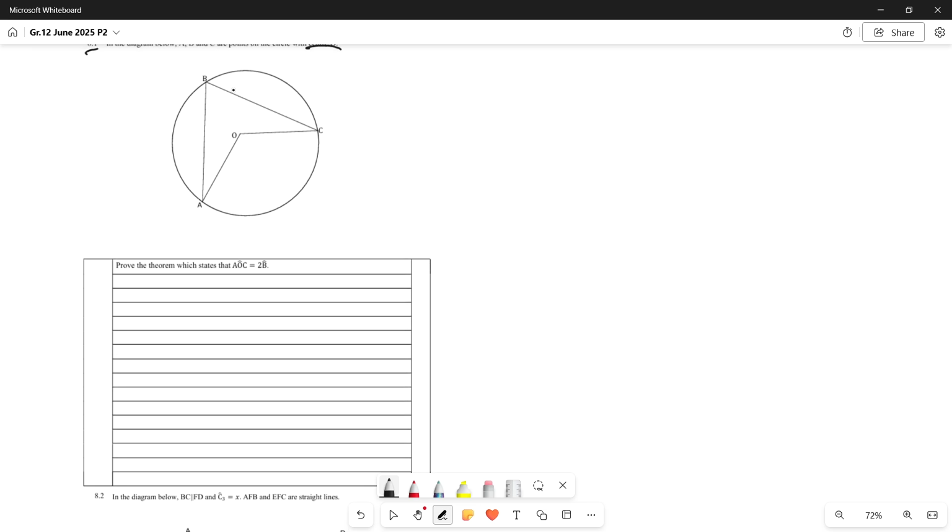This is quite a common one. They do enjoy asking it and it is a grade 11 one, so it's very likely that they will ask it in your June paper. So what we have to do in order to prove this is construct a line from B through O, and we have to write the fact that we construct a line. So we say construct line through O from B.